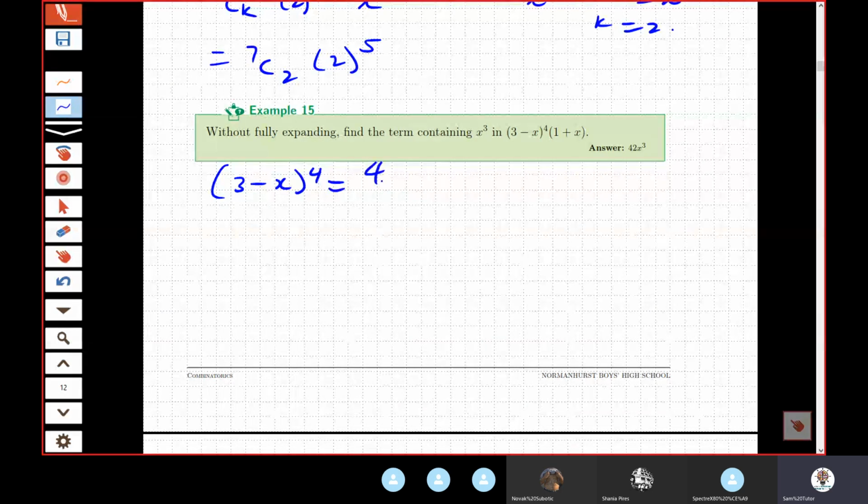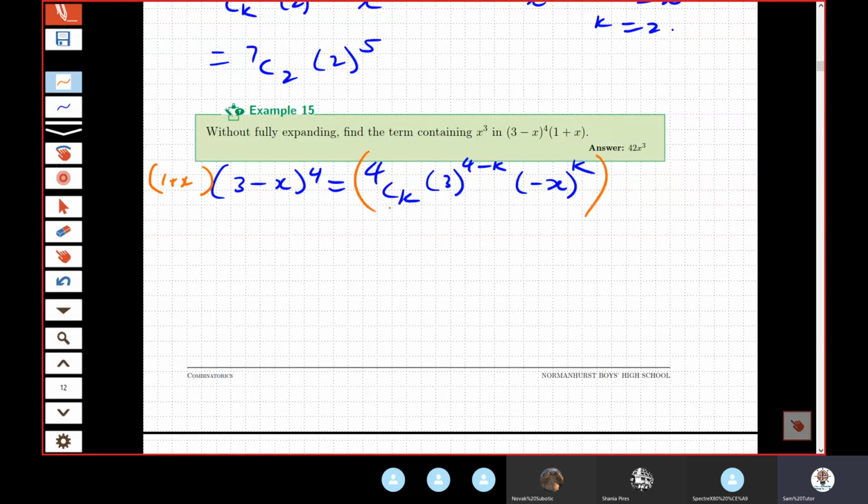We get our formula for this. 4 choose k, a to the power of 4 minus k, b to the power of k. Now what you've got to see is that this is multiplied by 1 plus x. So technically this whole thing is multiplied by 1 plus x. So Novak, tell me, if this is multiplied by 1 plus x, what are the things I get?